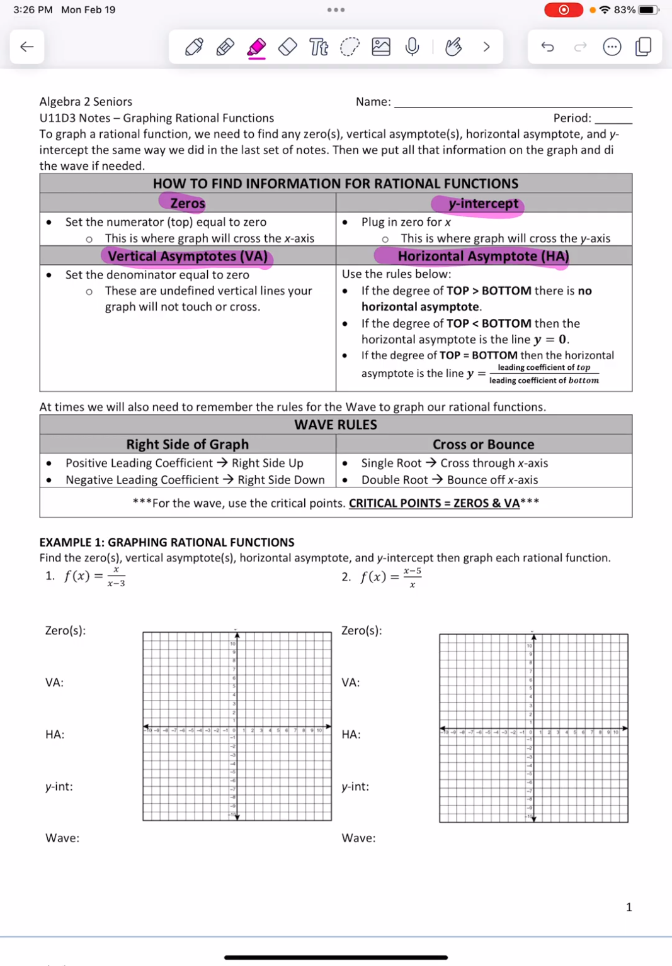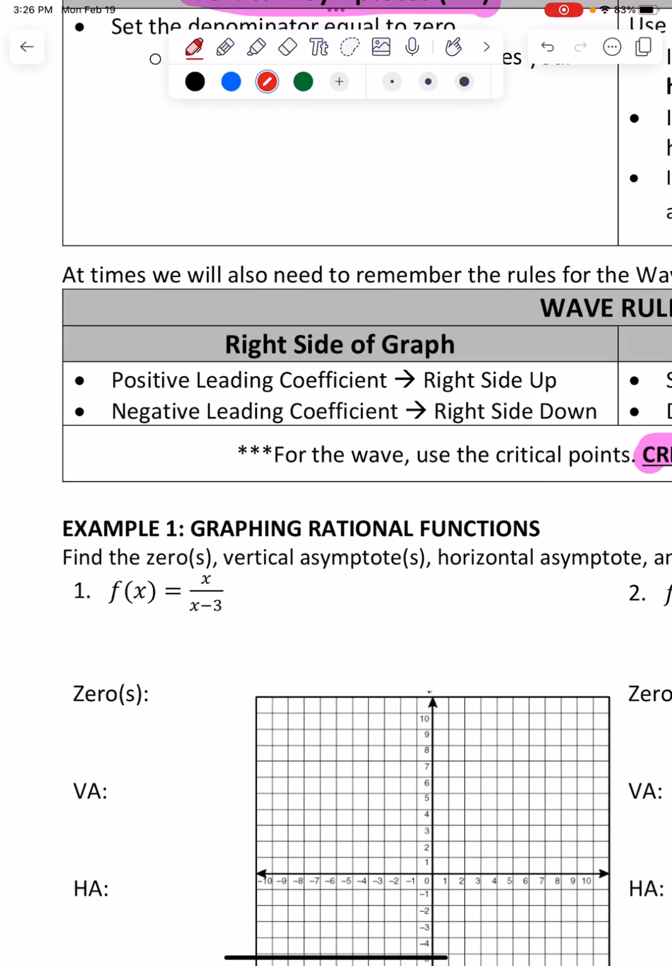And when we do the wave, we are going to use what are called the critical points. So the critical points are the zeros and the vertical asymptotes that we find, okay? Now, we're not always going to need to do the wave, okay? So one thing that we have to remember is when we do this stuff, our branches are going to be diagonal from each other, okay?